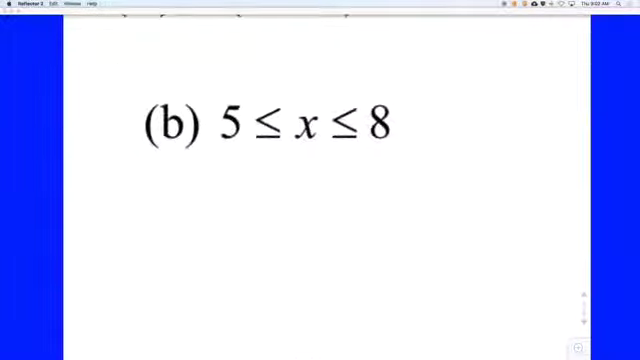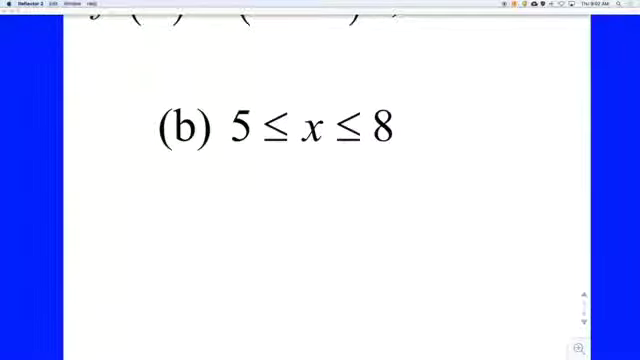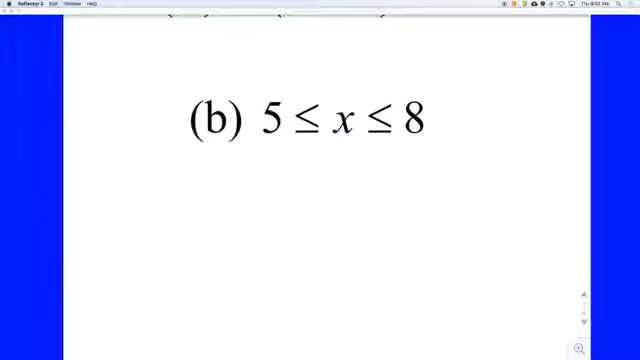Let's do the next one. This is another way for me to give you an interval. Instead of interval notation, this is inequality notation. This is the interval from 5 to 8. This is what I had y'all do in the warm-up. So let's go ahead and set it up together.